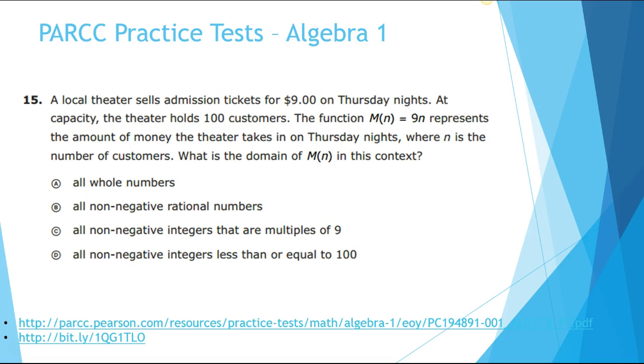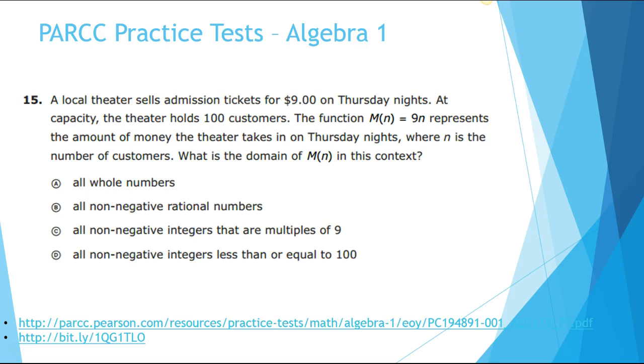A local theater sells admission tickets for $9 on Thursday nights. At capacity, the theater holds 100 customers. So the function m of n equals 9 times n represents the amount of money the theater takes on Thursday nights, where n is the number of customers. What is the domain of m of n in this context?